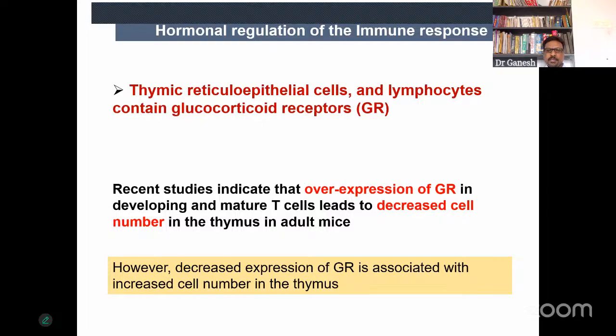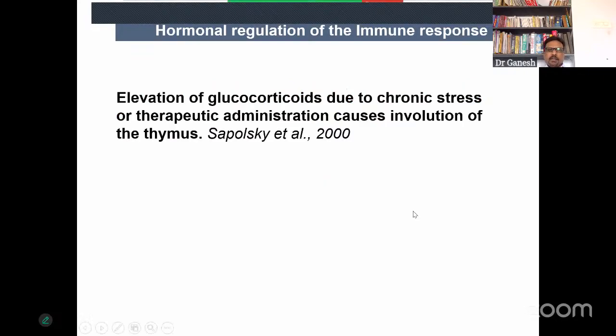However, a decreased expression of glucocorticoid receptor is associated with an increased cell number in the thymus. So this is a kind of antagonistic pattern. Elevation of glucocorticoids due to chronic stress or therapeutic administration causes involution of the thymus gland. If glucocorticoids are elevated, as may occur during a chronic stressful situation, or if there is therapeutic administration, where the treatment involves glucocorticoids, then that can lead to the involution of the thymus gland.